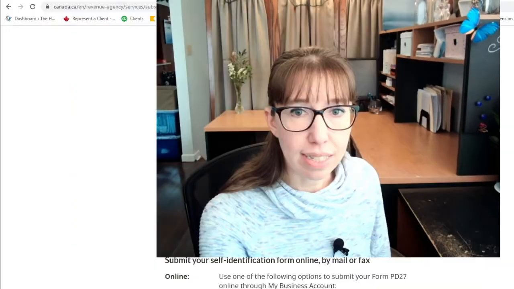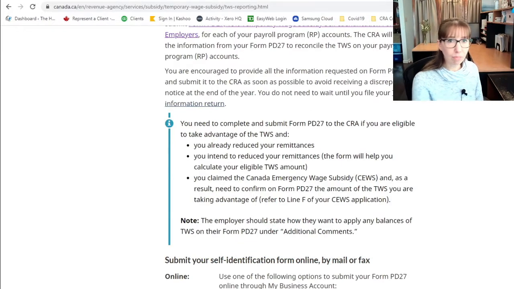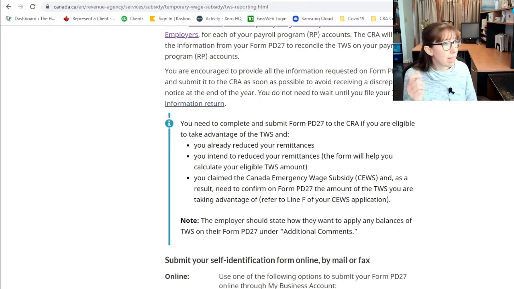And today I wanted to share with you something that I learned about the 10% temporary wage subsidy self-identification form for employers, or PD27. And just so you know, here's CRA's website about it. You can see that you need to complete and submit this form to the CRA if you are eligible to take advantage of the temporary wage subsidy and you already reduced your remittances, or you intend to reduce your remittances.